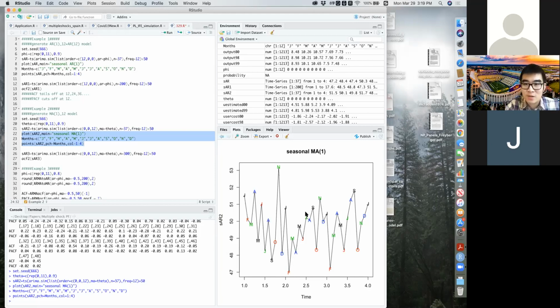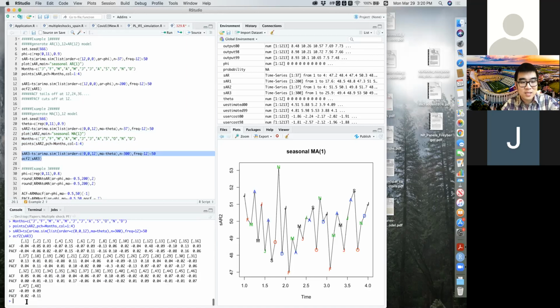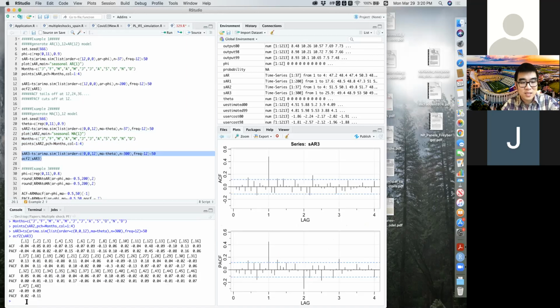So the best way to detect whether this plot has a seasonality pattern is to look at its ACF and PACF plots and see if they can give us some hint that this time series actually has a seasonality pattern. So to do that, we look at the ACF and the PACF of this MA112 model, and this is what we got.